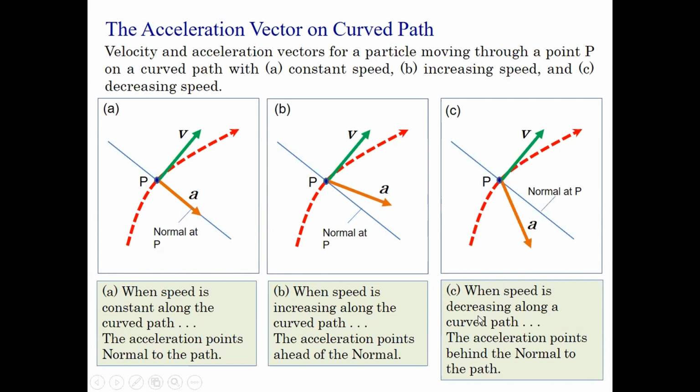Now, suppose that the speed is decreasing along the curved path. Then we have the path as shown in the third curve, and the velocity as a tangent vector, and the normal at P is this blue colored line. However, for this case where the speed is decreasing, the acceleration is pointing behind the normal of the path. So it will be exactly normal when the speed is constant. If the speed is increasing, it will be ahead, and if the speed is decreasing, it will be behind the normal.